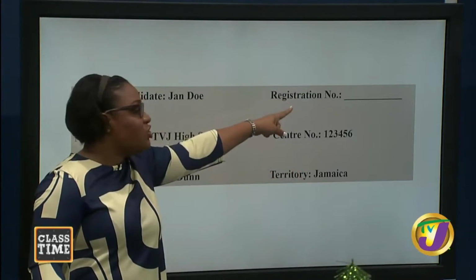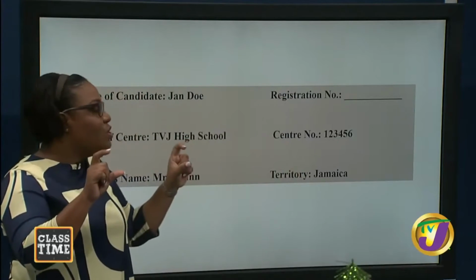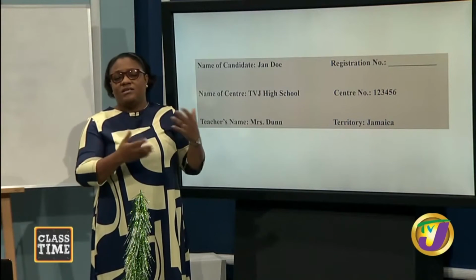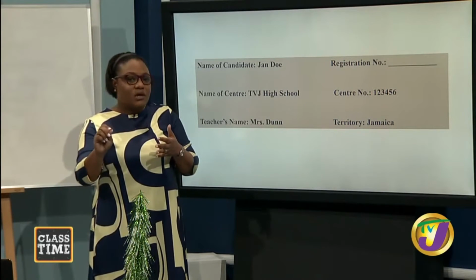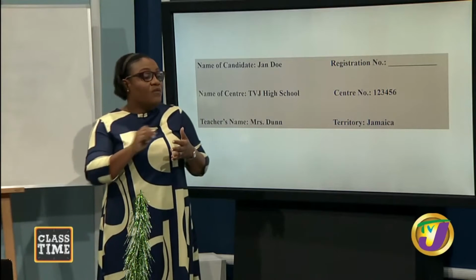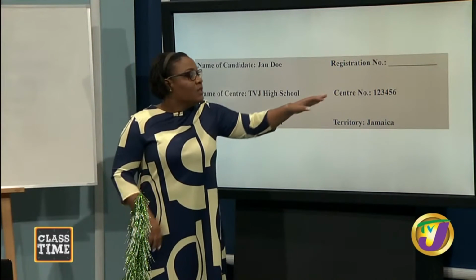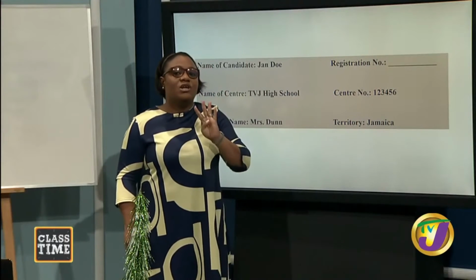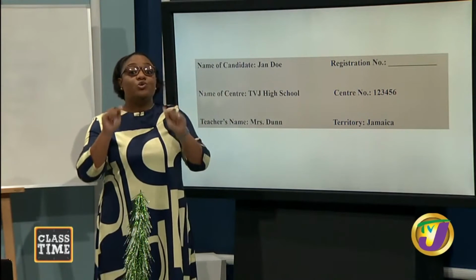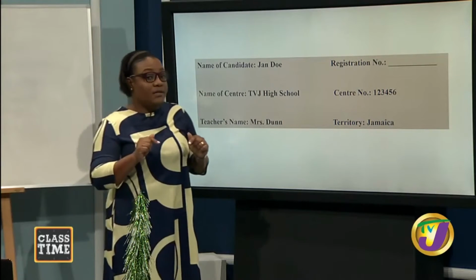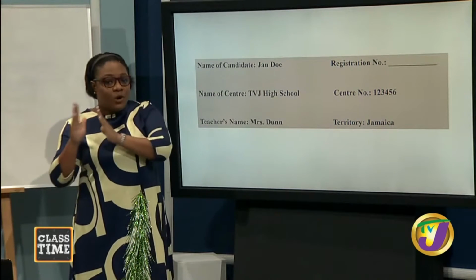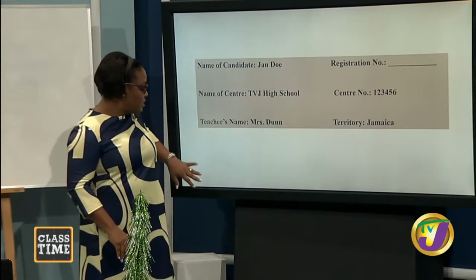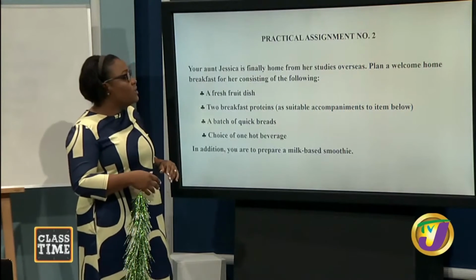Now, your registration number is a 10-digit number. That's what you'd get on your timetables, or you can even access it online once you have registered for your examination. You have registered for the subject area. It includes the 6-digit center number and 4 additional numbers that are unique to you, the candidate. All right? So it's 10 in all. The 4 is unique to you, and the first 6 is your center number. And that is how you would complete it.